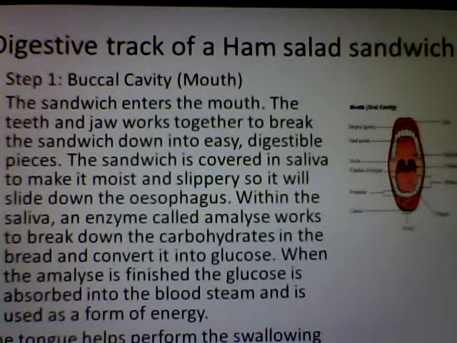The digestive tract of a ham salad sandwich starts off in the buccal cavity, or the mouth. The sandwich enters the mouth, and the teeth and jaw work as a machine to break the sandwich down into easily digestible pieces. The sandwich is then covered in saliva to make it moist and slippery, so it will slide down the esophagus. Within the saliva there is an enzyme called amylase, which works to break down the carbohydrate in the bread and convert it into glucose so we can use it as an energy source.